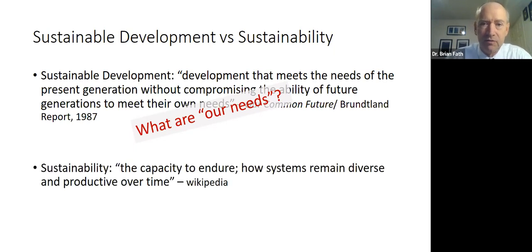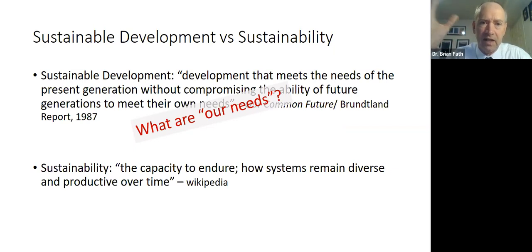And I try to reserve the word sustainability for a more general system science kind of concept, which literally just has to do with how does the system endure over time, any system. It doesn't have to be a human system. It could be a completely ecological system. I'll give you some other examples in just a minute, but hopefully you see the difference.